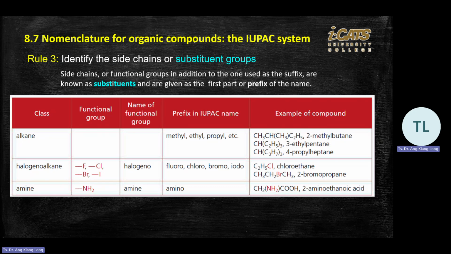Next, you look at rule number 3, which is only focused on halogen and amine, which is fluorine, chlorine, bromine, iodine, NH2. If you see F, Cl, Br, I, and NH2, then you refer to the third table, rule 3. And you remember to read from the prefix in the IUPAC name.